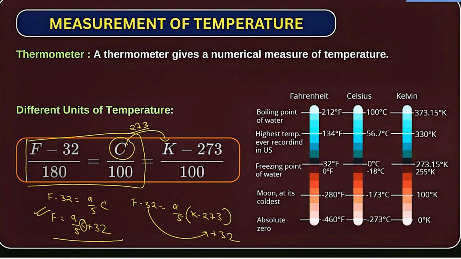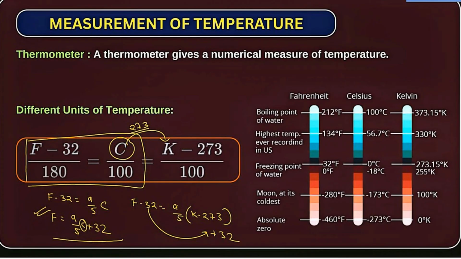Now, measurement of temperature. Thermometer. A thermometer gives a numerical measure of temperature. Different units of temperature: the Fahrenheit difference is 180, Celsius 100, Kelvin 100, with offsets of 32 for Fahrenheit and 273 for Kelvin. So Fahrenheit, Celsius, Kelvin.